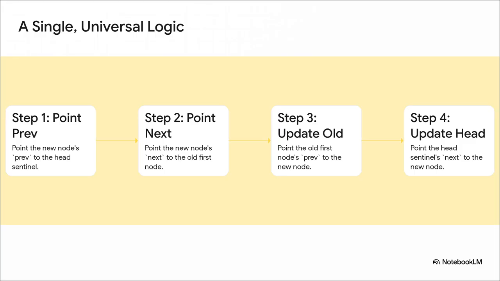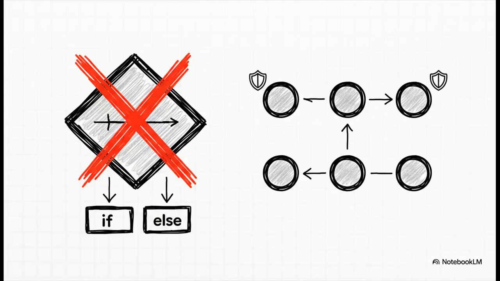Yeah, we're inserting at the beginning, but this logic should look super familiar. Why? Because it's the exact same logic for inserting a node anywhere in the middle of a doubly linked list. We're just treating our head sentinel as the previous node. It's the same 4 pointer updates every single time. No special cases needed.